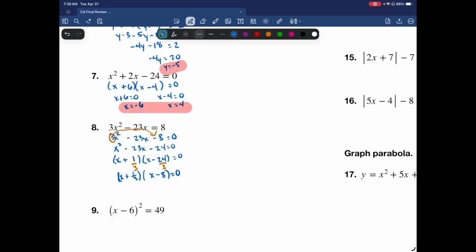Okay, so any denominator that's left after you simplify, you're going to put it in front of x. All right, so my final answer is going to be 3x plus 1, x minus 8 equals 0. All right, so that's my final factor form. And then you would set each of these equals 0: 3x plus 1 equals 0, x minus 8 equals 0. So x equals 8, 3x equals negative 1, and x equals negative 1/3.